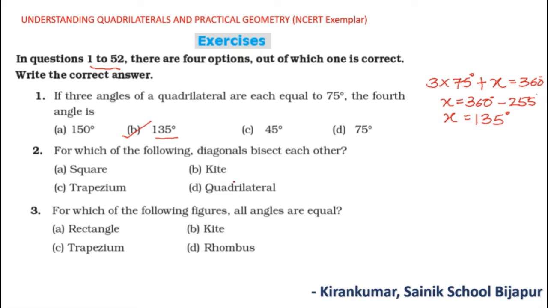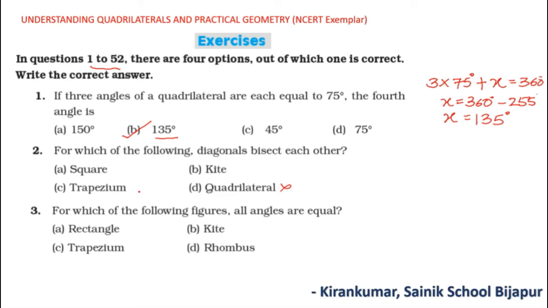Question 2. For which of the following do the diagonals bisect each other? Here the 4 options are square, kite, trapezium, quadrilateral. Quadrilateral is a general thing, so this is ruled out.